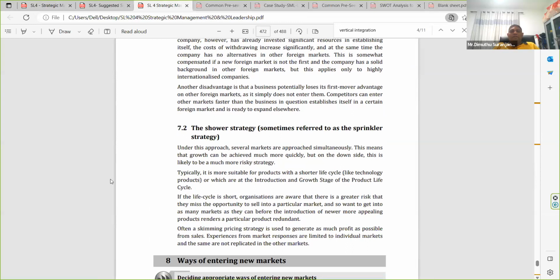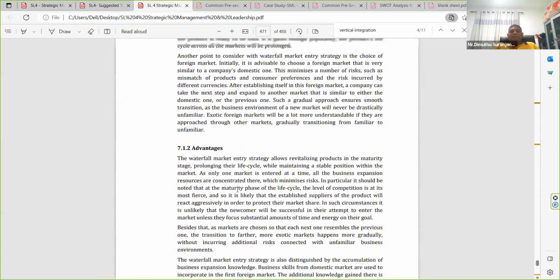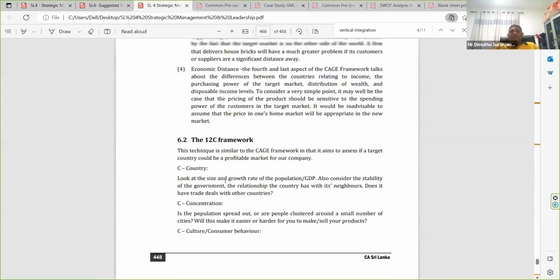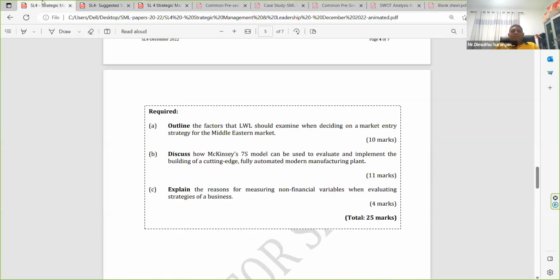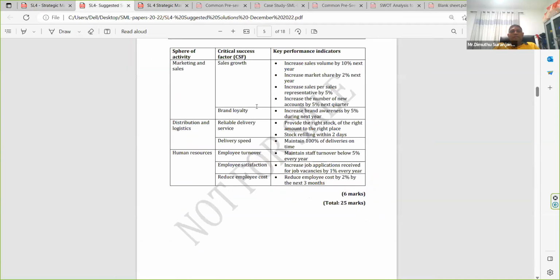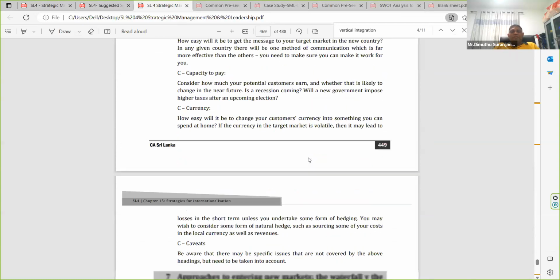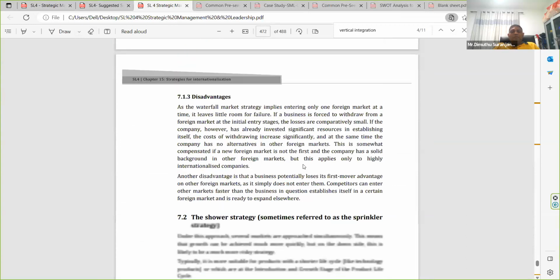Right? Now here, actually the question is tested from the area number 8. Otherwise, you may think about some other model. Like, see, there are a lot of things. For example, here, see this 12C framework. You may use 12C framework, OCage framework. Right? Here it is not asking evaluating international market. They ask you market entry strategy. Right? Market entry strategy. So since it has mentioned the market entry strategy, so ways of entering new market.